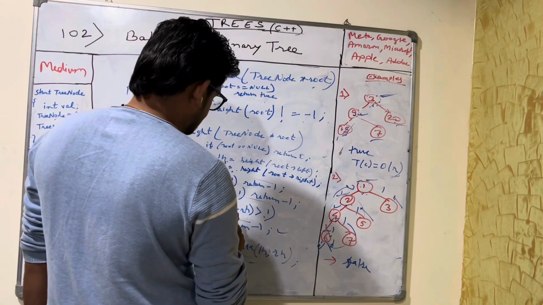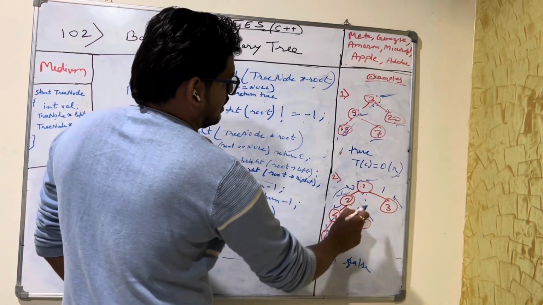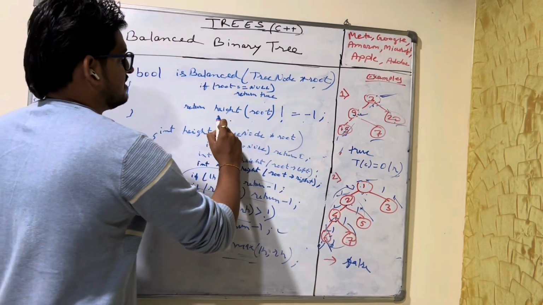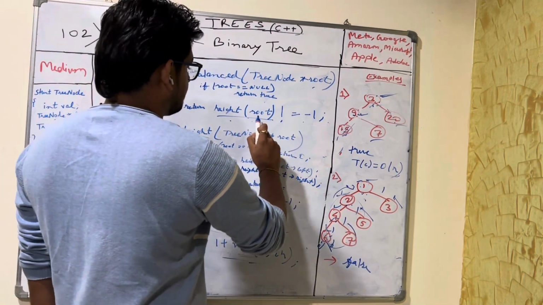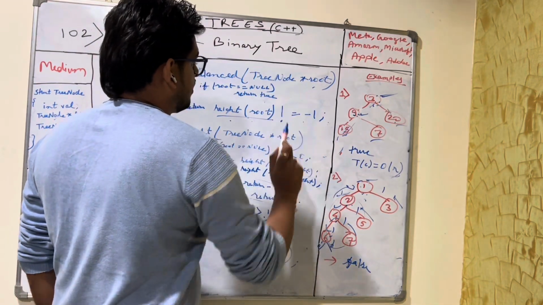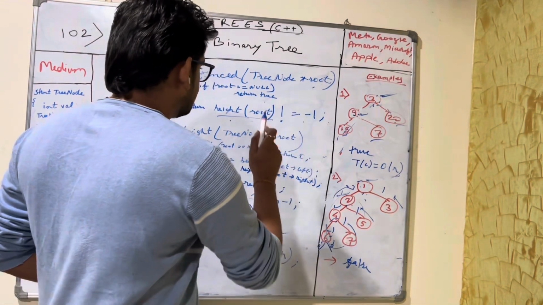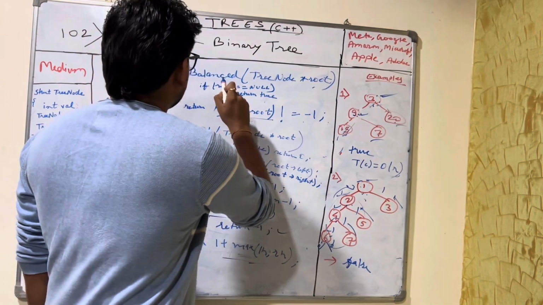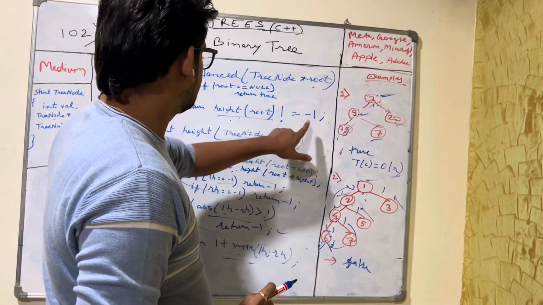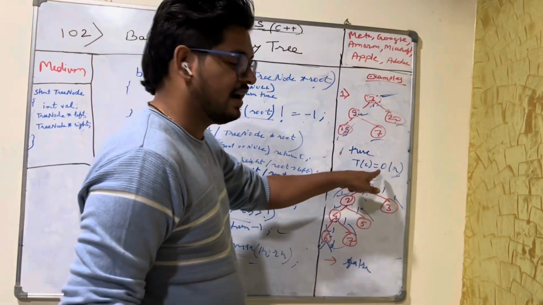But here this condition will make it return minus 1. That means it is not a balanced binary tree, and we check here. Since it is minus 1, minus 1 not equal to minus 1 is false. That means it is not a balanced binary tree. So in this way, we can solve this problem in order of n time complexity.